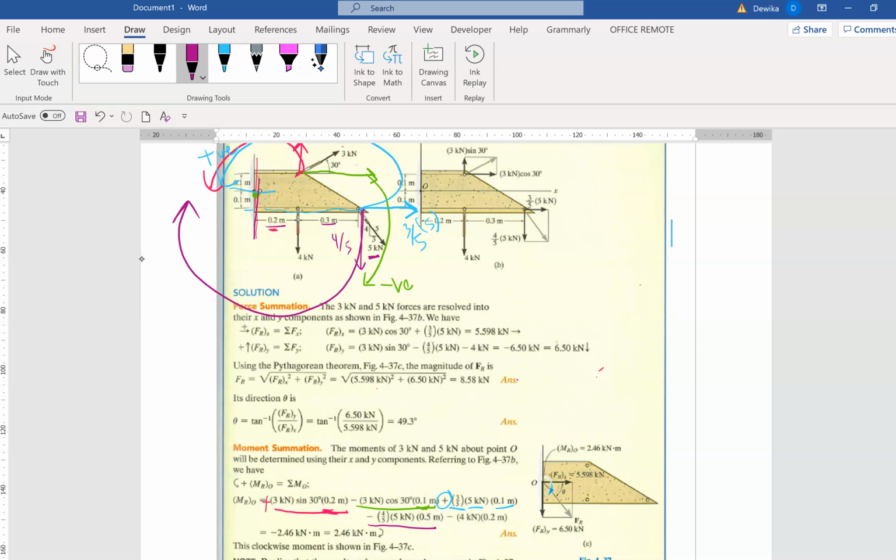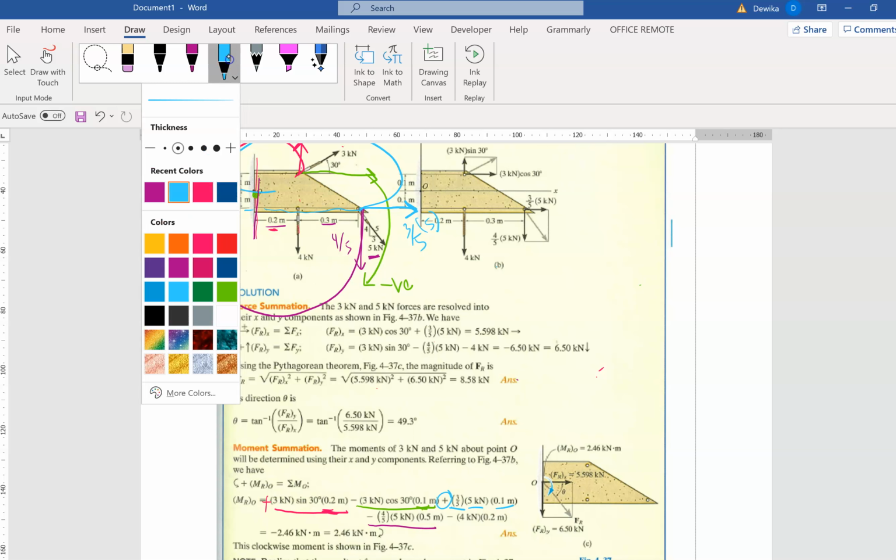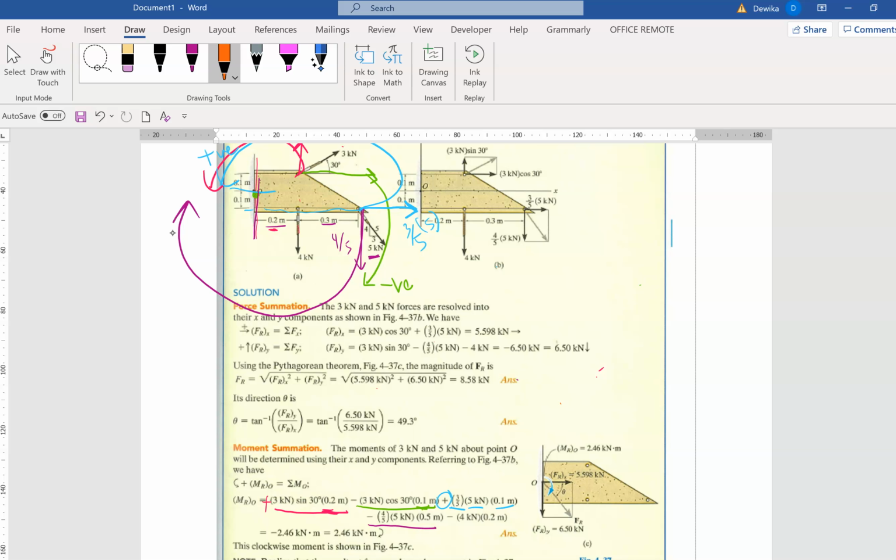Okay, then the last one. Let me use another color, orange. The last one will be this 4. This 4 is only at the distance of 0.2. So 4 times 0.2, and then it's going this side, so it will be negative.